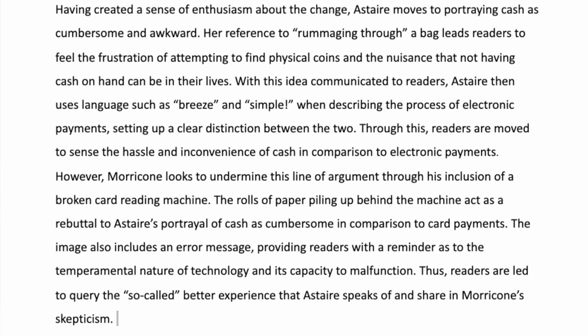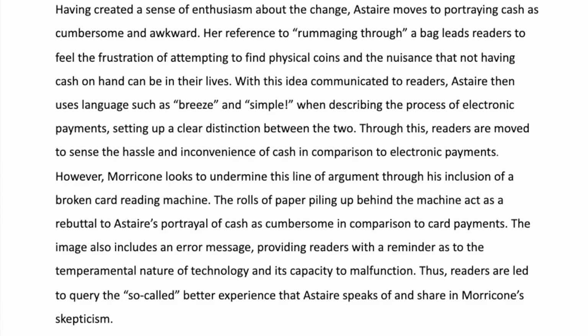its capacity to malfunction. And so what we're noticing here is that the impact and that think, act, feel isn't always just some simple emotion. The reader will feel angry, the reader will feel guilty, the reader will feel sad. But rather, we can start to use terms such as providing readers with a reminder as to the temperamental nature of technology. And so it's not this basic think, act, feel, but it's still getting to, well, this is how he wanted them to feel. He wanted to remind them that, hey, technology doesn't always work seamlessly. It's not always the breeze that they talk about.